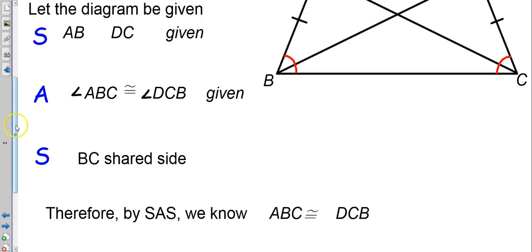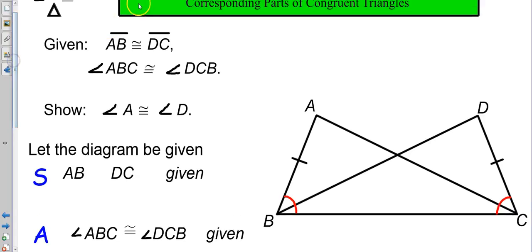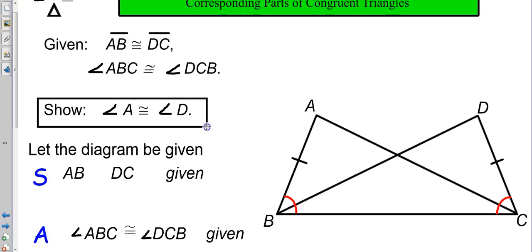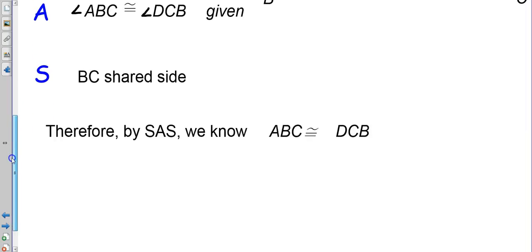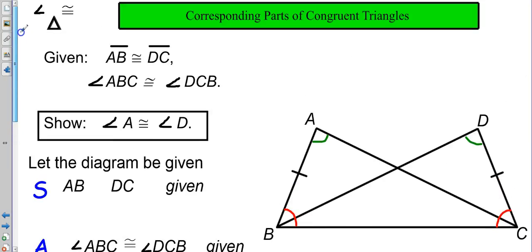So we showed that the two triangles are congruent, but keep in mind, remember, we're not necessarily trying to show that. What we're trying to show is that angle A is congruent to angle D. So angle A is up here. There's angle A. Here's angle D. Well, the whole point in proving that these two triangles are congruent is because we can then match up corresponding sides.